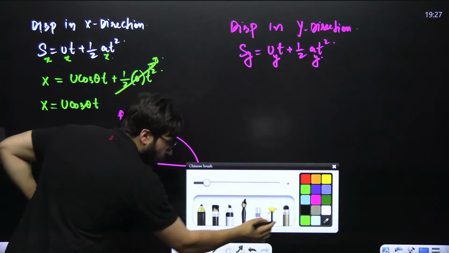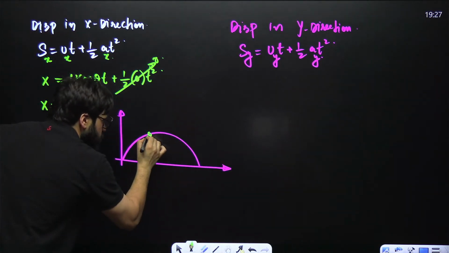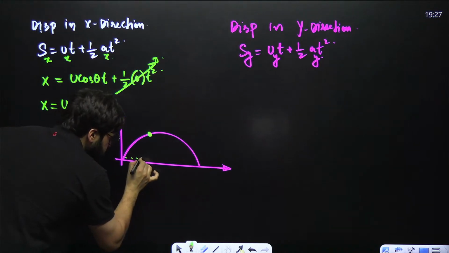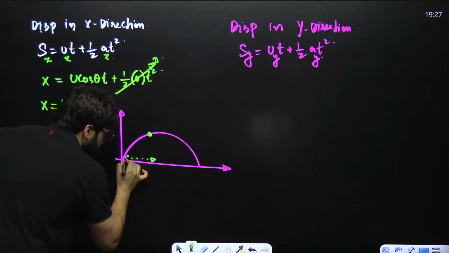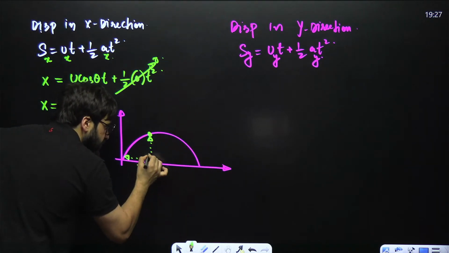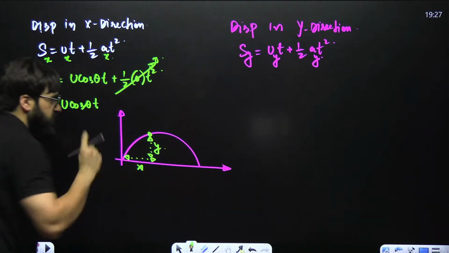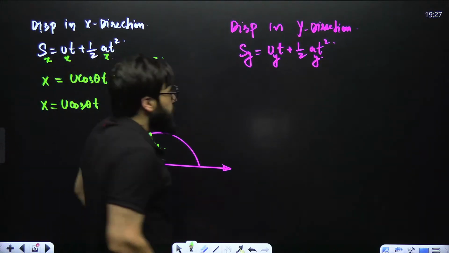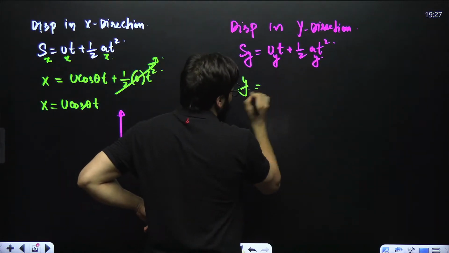Let's suppose when the object is over here, how much is the displacement in x? Sir, this much. Okay, let's call this as x. How much is the displacement in y? Sir, this much. Let's call this as y. X and y we are finding. So this displacement in y is y.